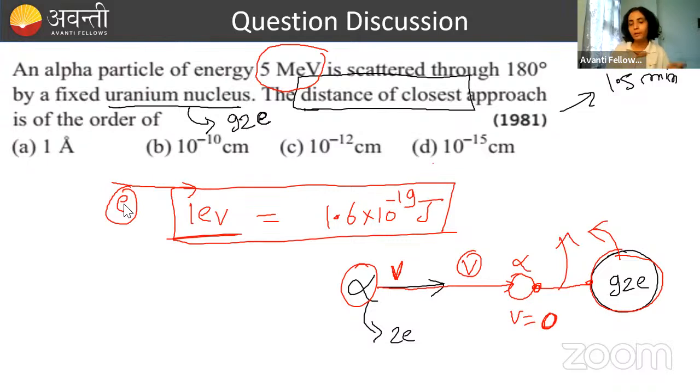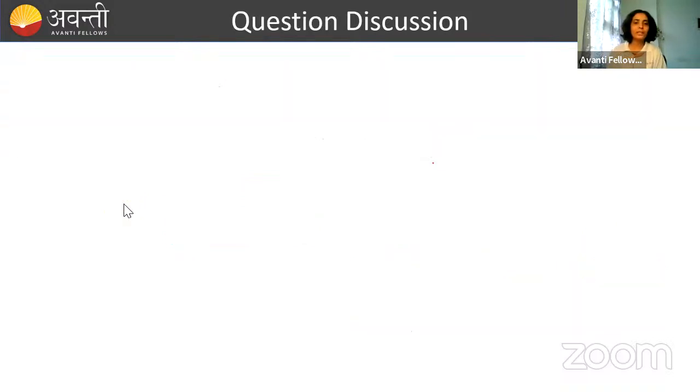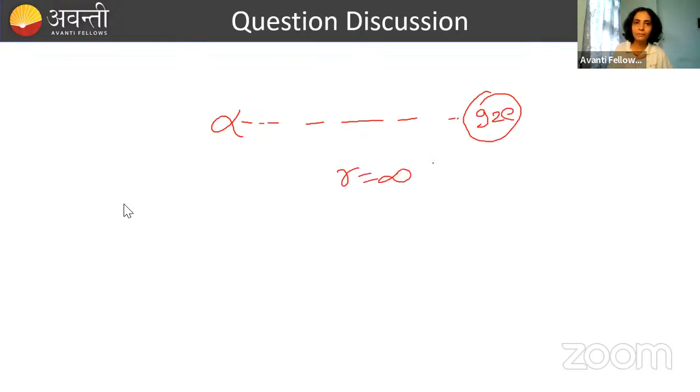How close it can go, that is your distance of closest approach. Now you have to calculate this distance. How will you calculate this distance? ये R कैसे निकालोगे? डन। सो द क्वेश्चन इज very simple. Initial situation was what? Alpha particle was here and my uranium nucleus was here, ठीक है? And distance between them initially must be infinity because it's not given in the question. So let's assume it is infinity.